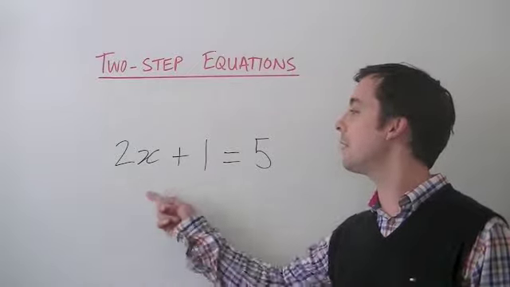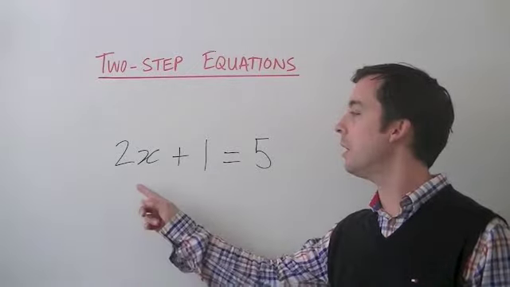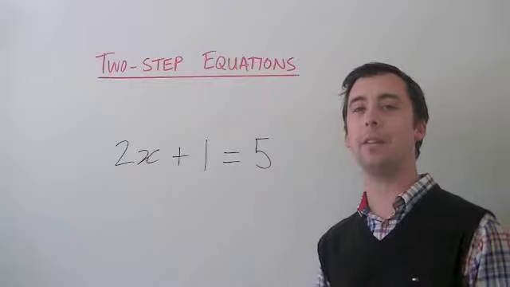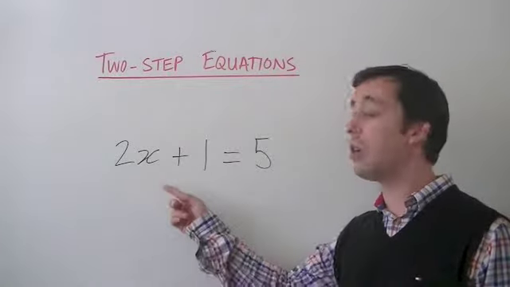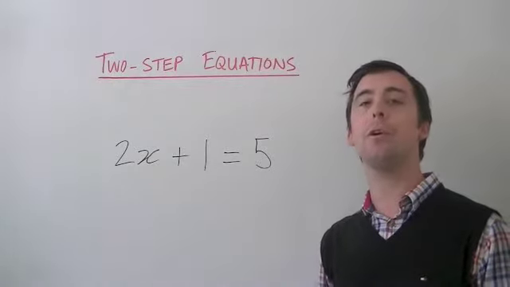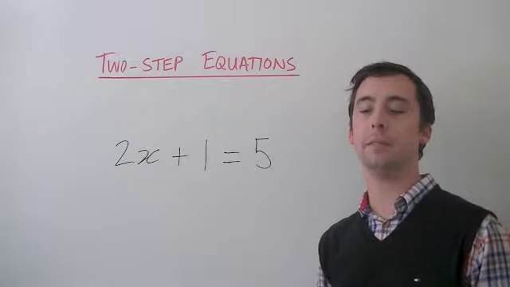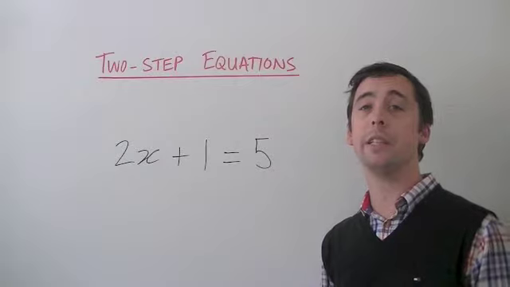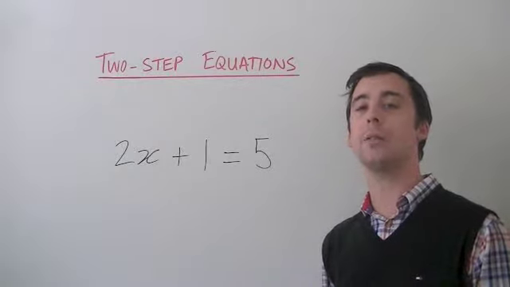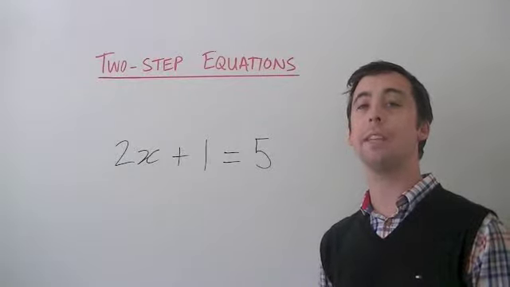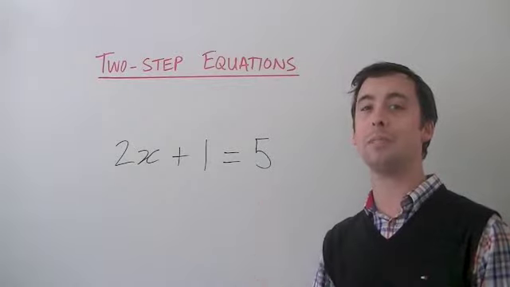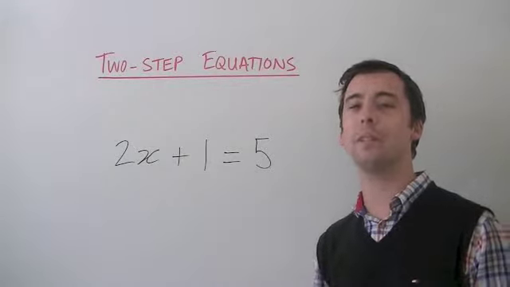Here is a simple example of a two-step equation, 2x plus 1 equals 5. To solve it, we need to find the value of the pronumeral that makes this a correct algebraic statement. We can do this using inverse operations just like one-step equations. However, this time there are two steps. Let's give it a go.